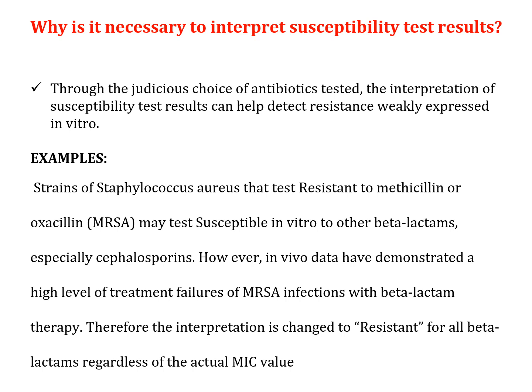For example, strains of Staphylococcus aureus that test resistant to methicillin or oxacillin may test susceptible in vitro to other beta-lactams, especially cephalosporins. However, in vivo data have demonstrated a high level of treatment failures of MRSA infections with beta-lactam therapy. Therefore, the interpretation is changed to resistant for all the beta-lactams regardless of the actual MIC values. So the interpretation should be based on pharmacokinetics and pharmacodynamics.